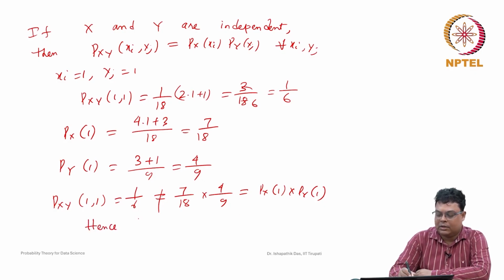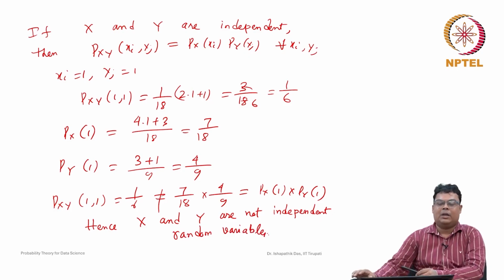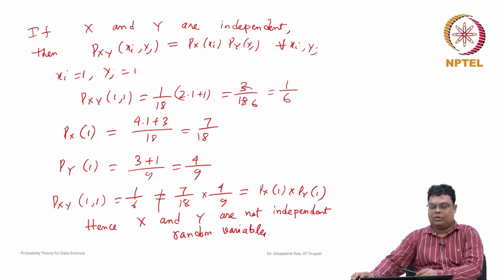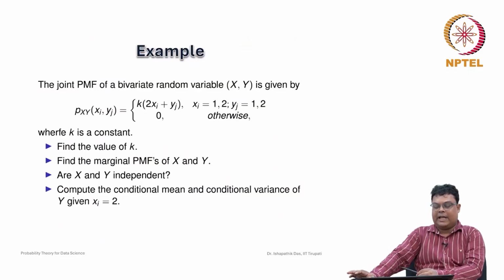Hence x and y are not independent random variables. So x and y cannot be independent random variables. So this is the third question: are x and y independent? They are not independent.